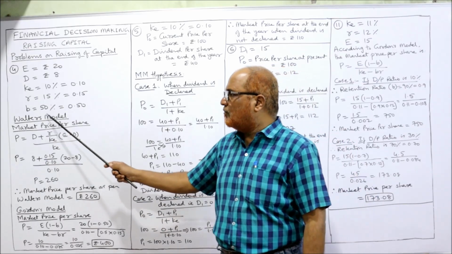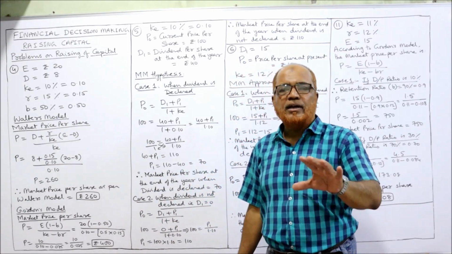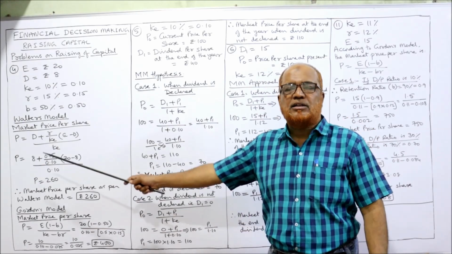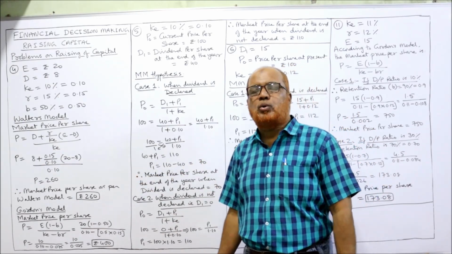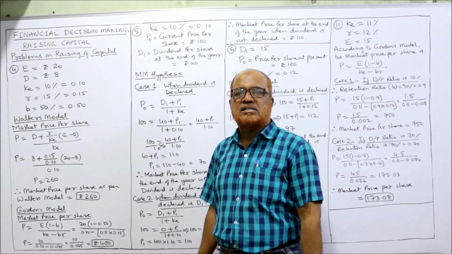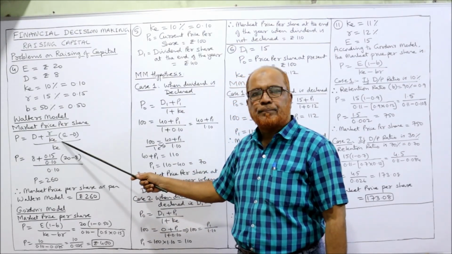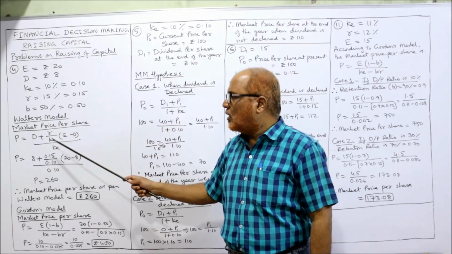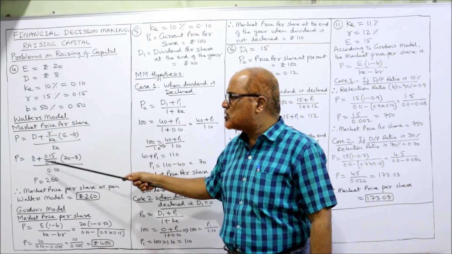So first I am applying Walter's model. According to Walter, the market price per share is calculated by the formula P is equal to D plus R by KE into E minus D, divided by KE. This is the formula we have already applied in the previous problems. Now all the values are given here. Simply substitute the values.